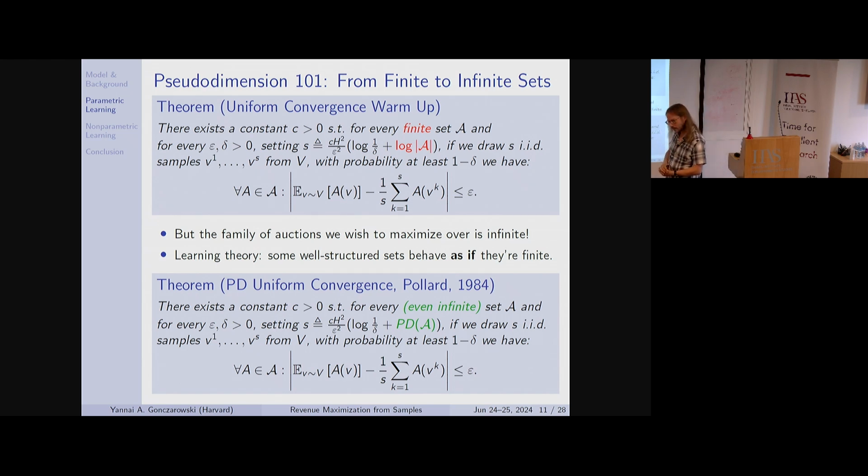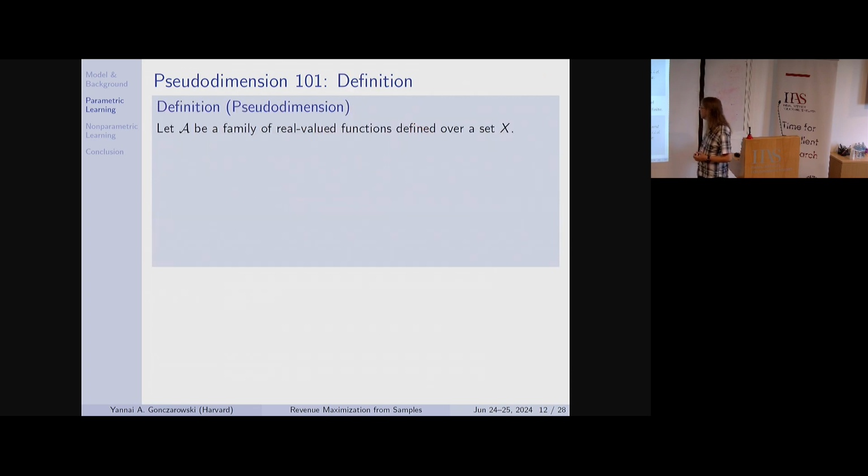I'm not actually familiar with the term pseudo-dimension. I'm going to define everything in a second. But I want to show you first why I'm tormenting you through several slides of definitions. The reason is it's going to allow us to replace log of the size of A with pseudo-dimension of A, which is going to be fairly small for quite reasonable auctions. So what's the pseudo-dimension of A?